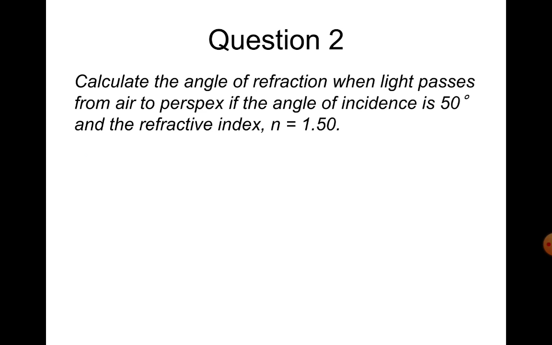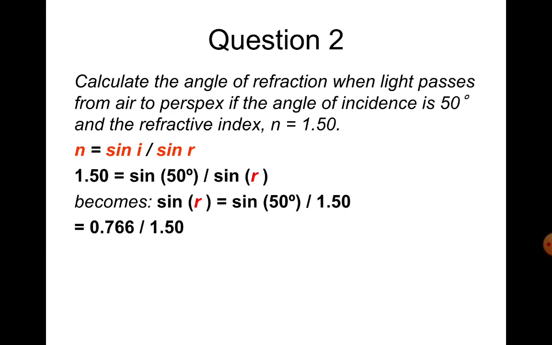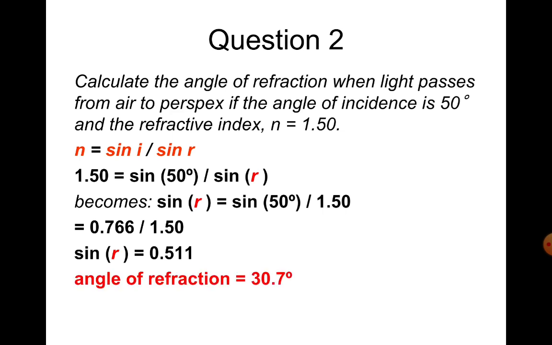Question 2. Calculate the angle of refraction when light passes from air to perspex if the angle of incidence is 50 degrees and the refractive index is 1.5. Formula: n = sine i over sine r. Fill in: 1.5 equals sine 50 degrees over sine r. Then sine r equals sine 50 degrees divided by 1.5. And you will find that sine r is 0.511, and you will find an angle of refraction of 30.7 degrees.